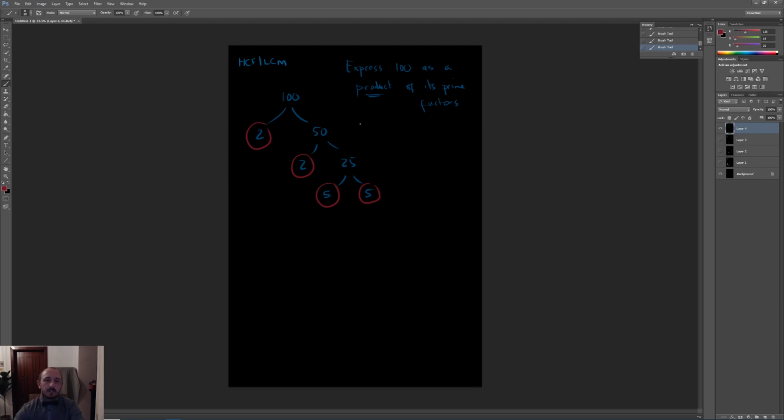So the final answer would be 100, because we want it as a product, so we have to multiply all of these prime numbers together. 2 times 2 times 5 times 5. Let's check that. 2 times 2 is 4, times 5, 20 times 5. Yep, that's 100. And put it in index form. 2 squared times 5 squared.